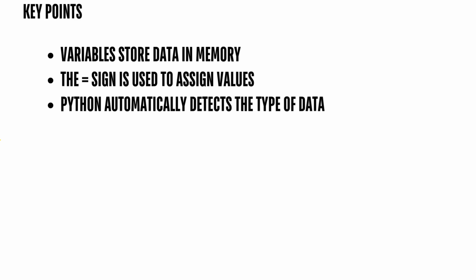Key points. Variables store data in memory. The equal sign is used to assign values. Python automatically detects the type of data. Now that we know what variables are, let's talk about the different types of data they can hold.